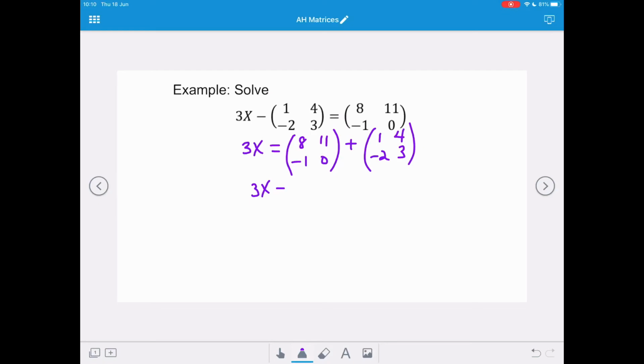So 3x is going to equal 8 plus 1 gives us 9, 11 plus 4 gives us 15, negative 1 plus negative 2 gives us negative 3, and 0 plus 3 gives us 3. Now we have a scalar of 3, so we need to divide both sides by 3 to isolate x, the matrix, on its own. And so 9 divided by 3 gives us 3, 15 divided by 3 gives us 5, negative 3 divided by 3 gives us negative 1, and 3 divided by 3 gives us 1. So our matrix X is 3, 5, negative 1, 1.